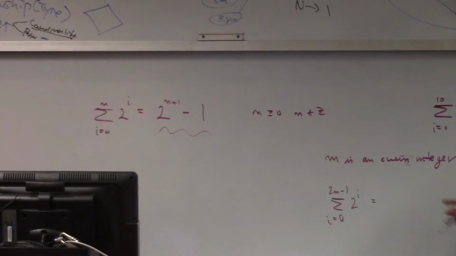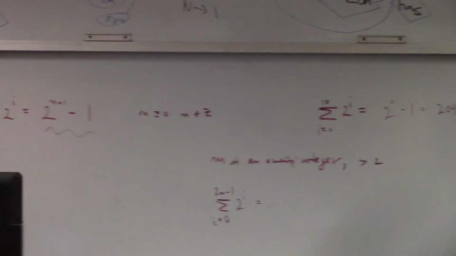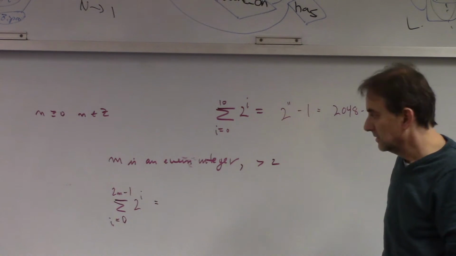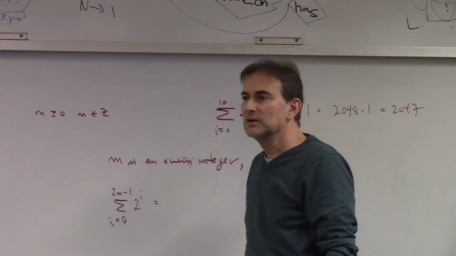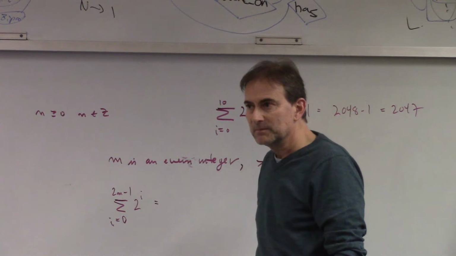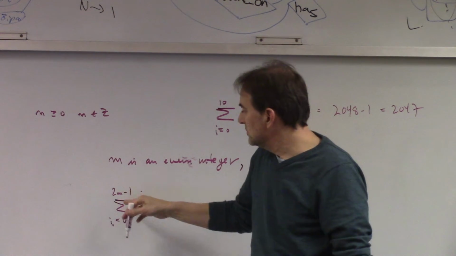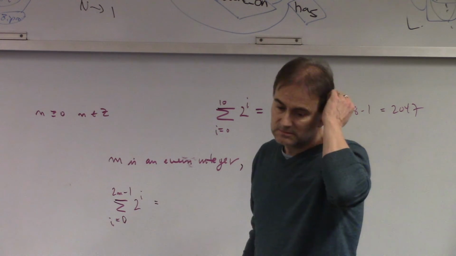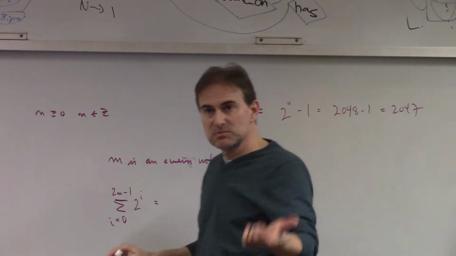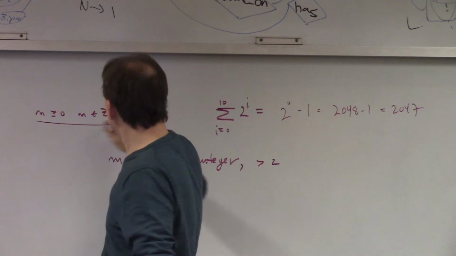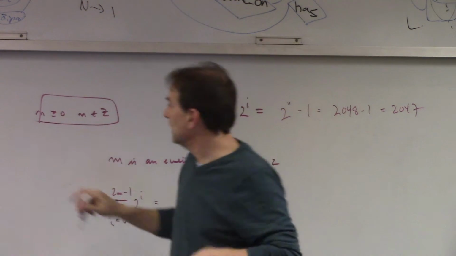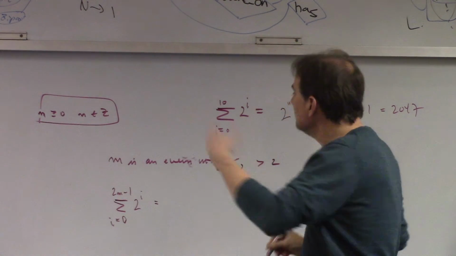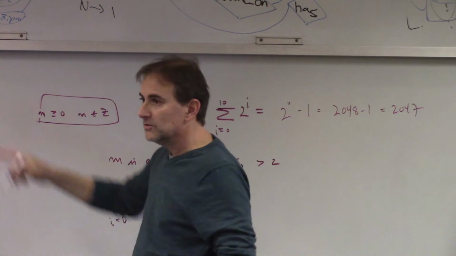So if m is an even integer greater than 2, the smallest value m could be is 4. So the smallest value the upper limit could be is 3. Does that comply? Yes, because 3 is certainly covered by 0 or higher. Are you with me? Yes? So the value is going to follow this formula.